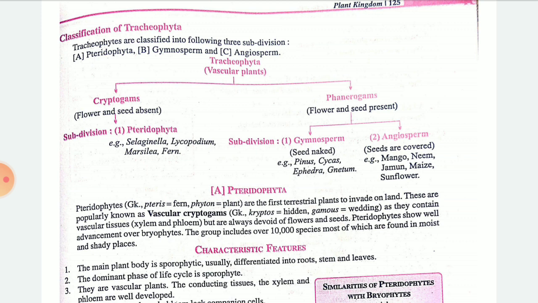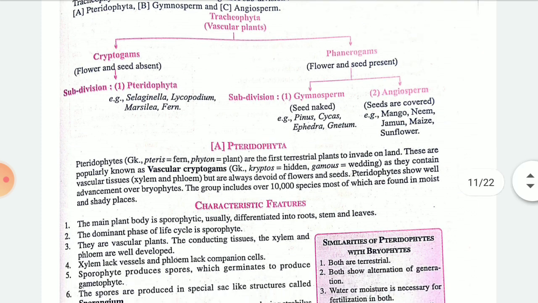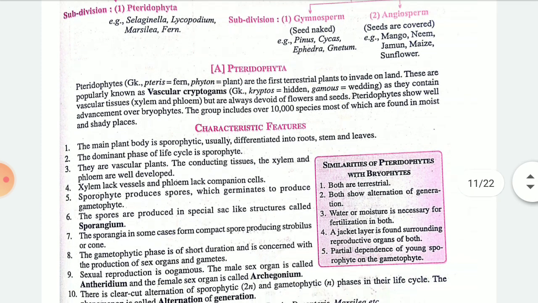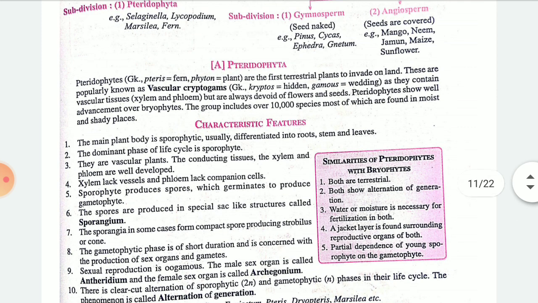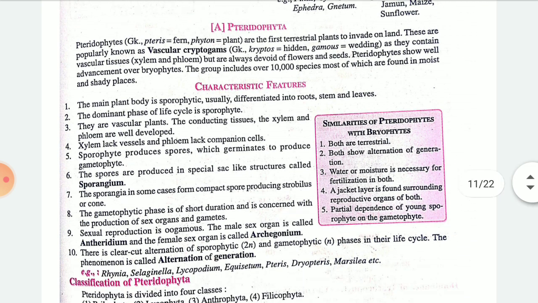Cryptogames include pteridophyta. Phanerogames include gymnosperm and angiosperm. Let us see pteridophyta. This pteridophyta is also known as vascular cryptogames, because root, stem, leaf will be there, but proper differentiation you will not find. For pteridophyta, children, the best example is fern. You have seen the fern in flower bouquets, generally used for decoration purpose.